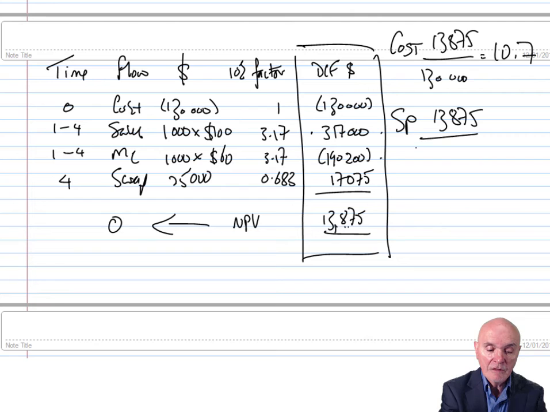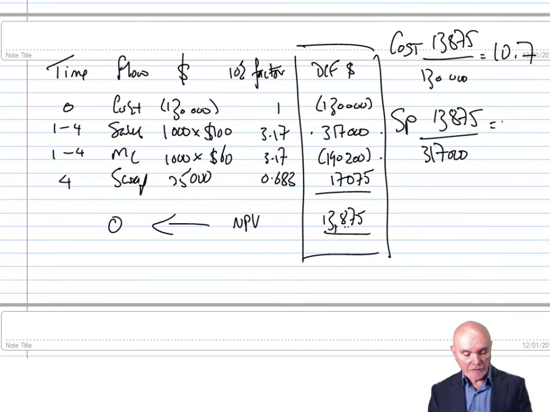13,875 over 317,000. So 13,875 divided by 317, times 100, is about 4.4. So if our selling price was to fall by about 4.4%, we would be in trouble. And I would say this is really quite sensitive.